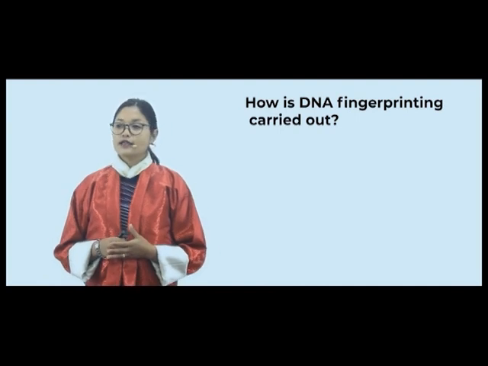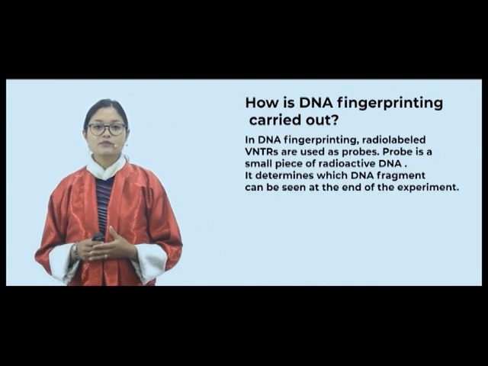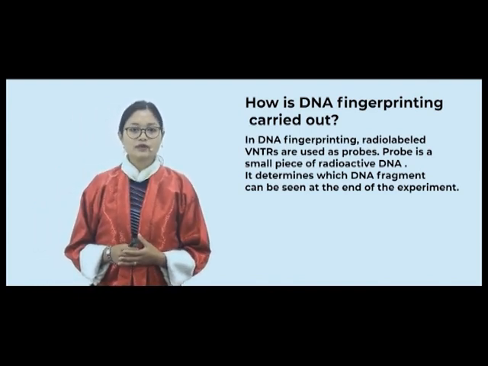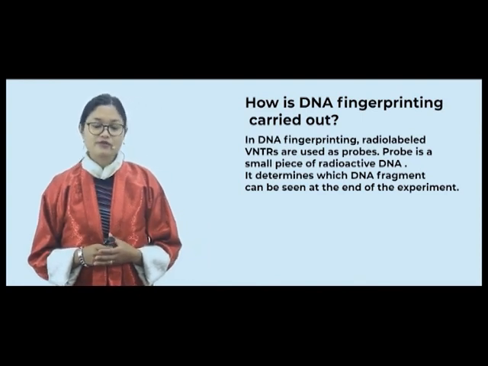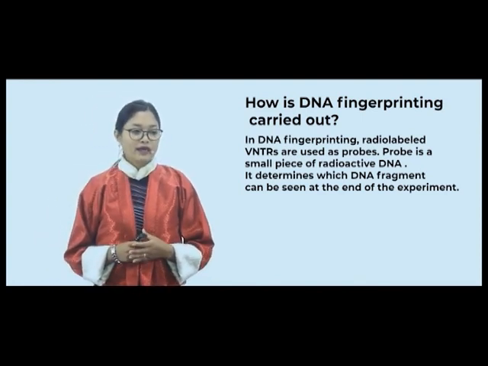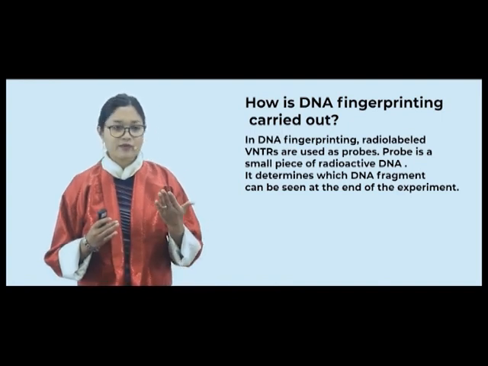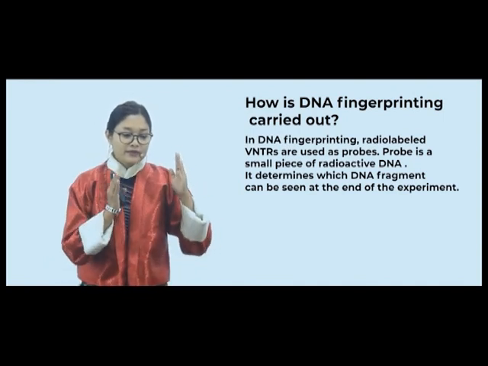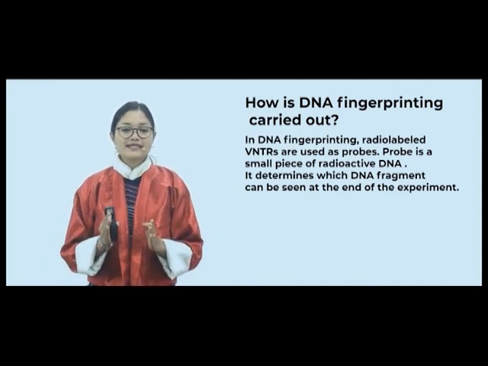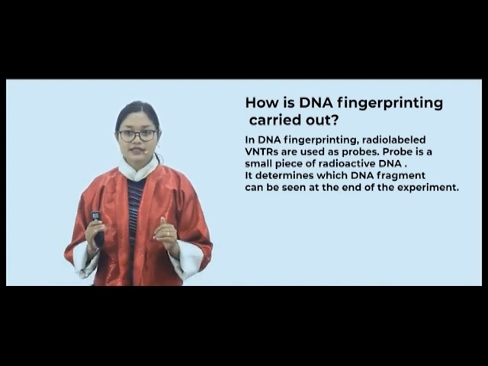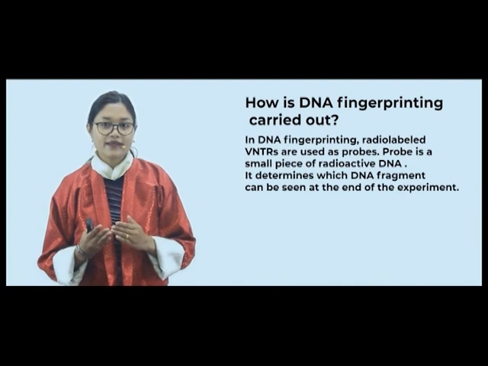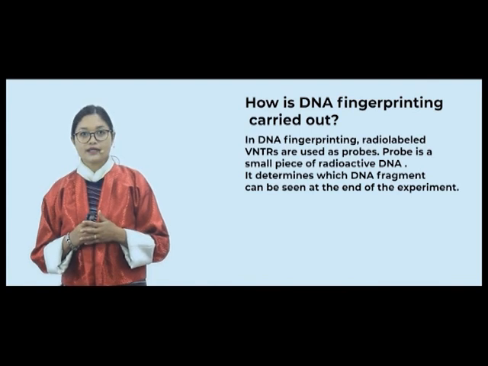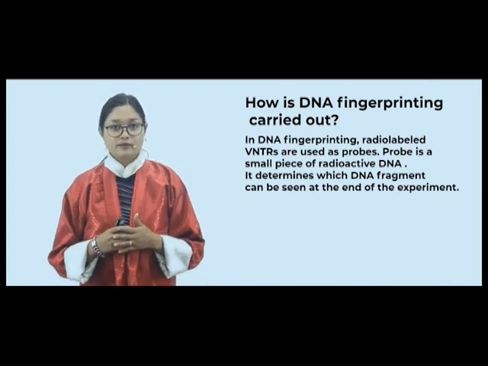And then next, the radio-labeled variable number tandem repeats are kept as probe. Now, you might be wondering, what is a probe? A probe is just a sample. It is made up of a small piece of DNA, which is radio-labeled. When we are carrying out the process of DNA fingerprinting, this probe is used to hybridize, or match, the newly extracted DNA, and then it will determine what patterns of DNA can be reflected in the X-rays. And it is done by using these radio-labeled tandem repeats.